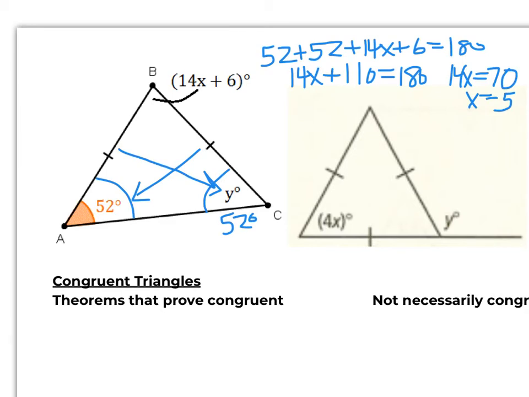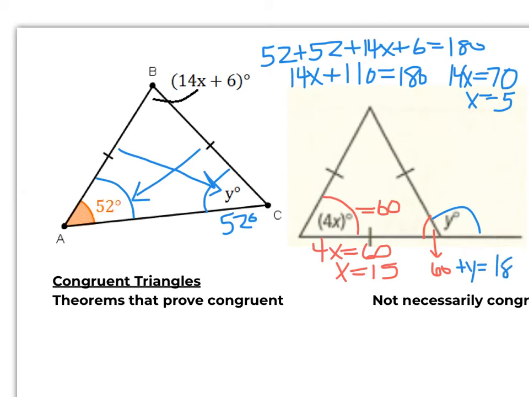The next example, I have an equilateral triangle. In an equilateral triangle, all my angles are equal to 60 degrees. So I can find x. So 4x equals 60, which means that x equals 15. And so if this bottom angle is 60, it's supplementary with y. So 60 plus y equals 180, which means that y equals 120. I could have also used the exterior angle theorem from the other slide that we just looked at as well.